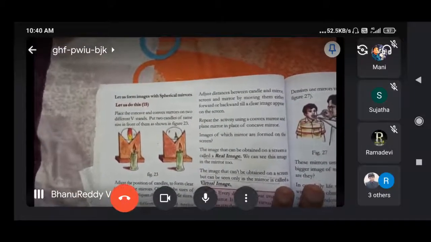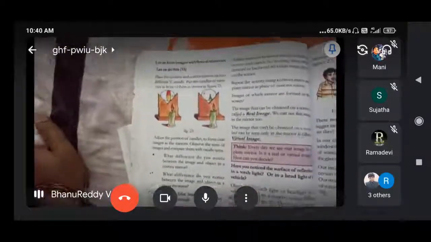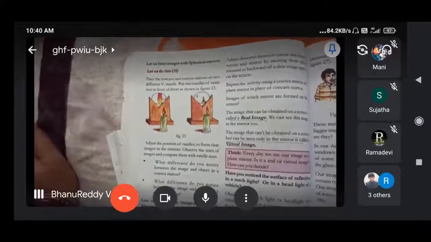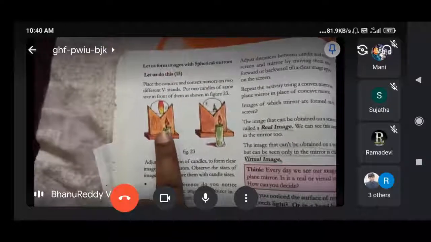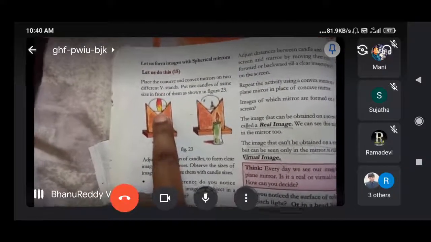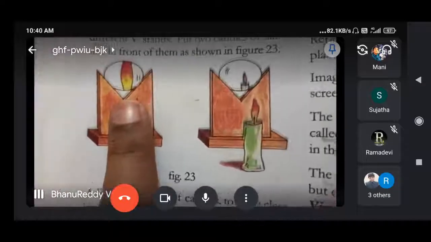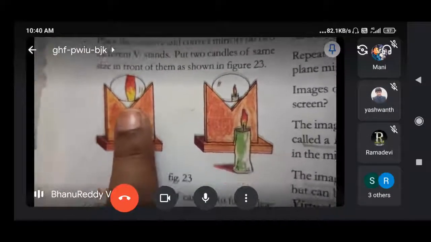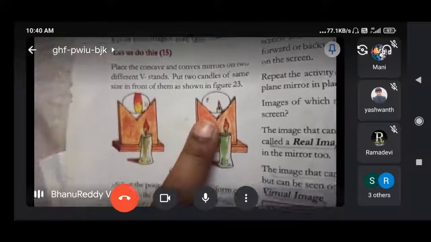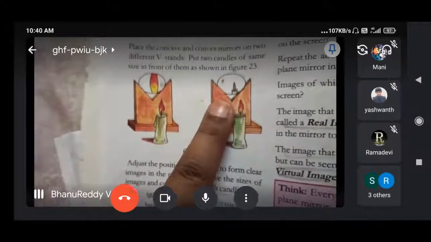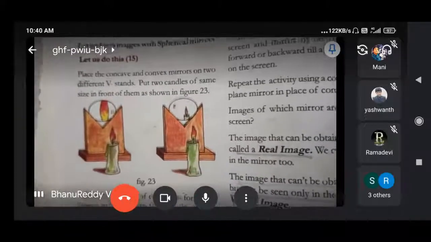And here let us form images with spherical mirrors. How the images are formed with the help of spherical mirrors, that is Activity 15 they have given here. So can you guess anyone? Ashwant, is this big size image concave or convex? Big size image means it is convex. No, big size is concave. Erected image from a larger distance, rear view mirrors, this is convex. Okay Ashwant?